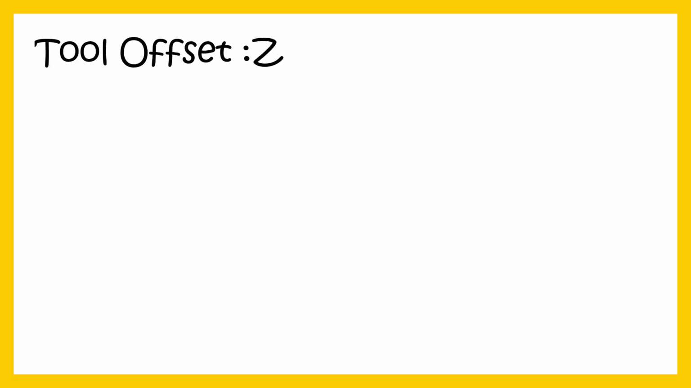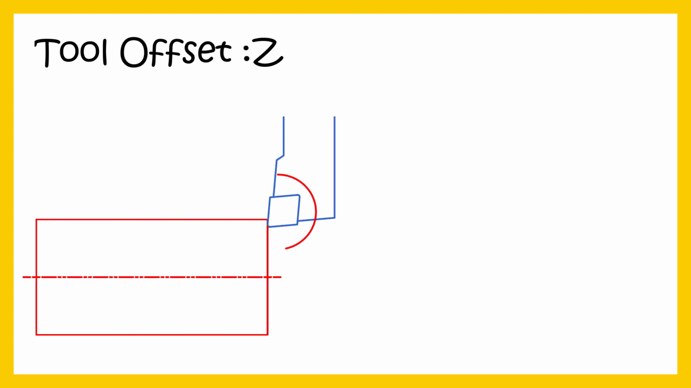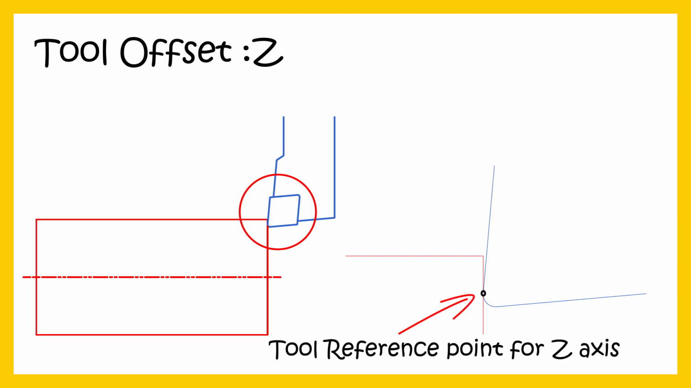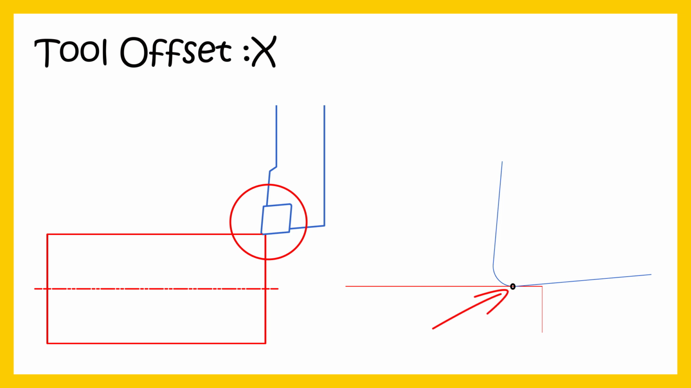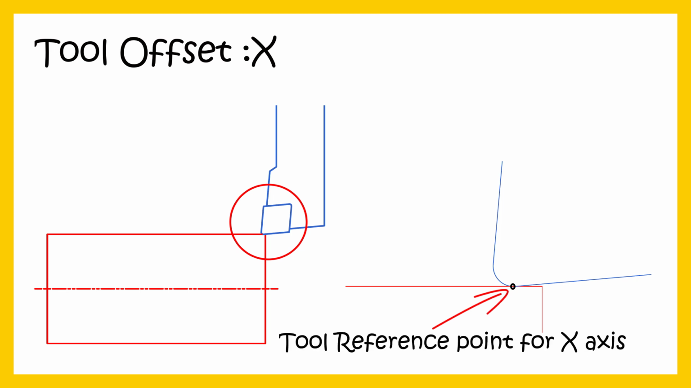While taking the tool offset for the z-axis, we need to touch the tool on the workpiece face, so the tangent point of the side cutting edge comes in contact with the workpiece and acts as a tool reference point for the z-axis. While taking tool offset for the x-axis, we need to touch the tool on the workpiece surface, so the tangent point of the end cutting edge comes in contact with the workpiece and acts as a tool reference point for the x-axis.